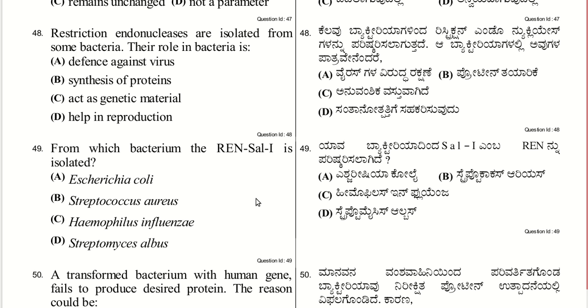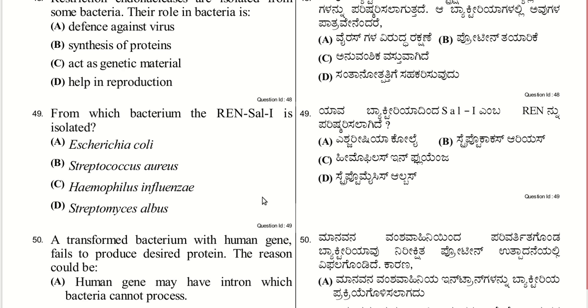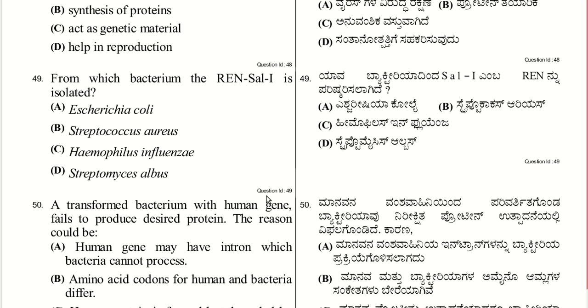50th, a transformed bacterium with human gene fails to produce desired protein. The reason could be human gene may have introns which bacteria cannot process. Very true. The first one itself is the answer. Since human genes have introns, the bacteria cannot process and thus they cannot produce the desired protein.